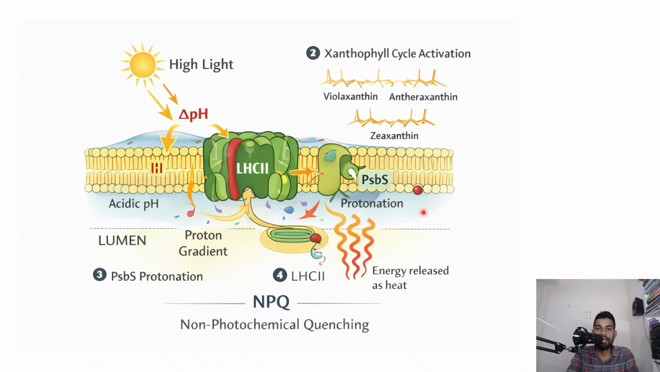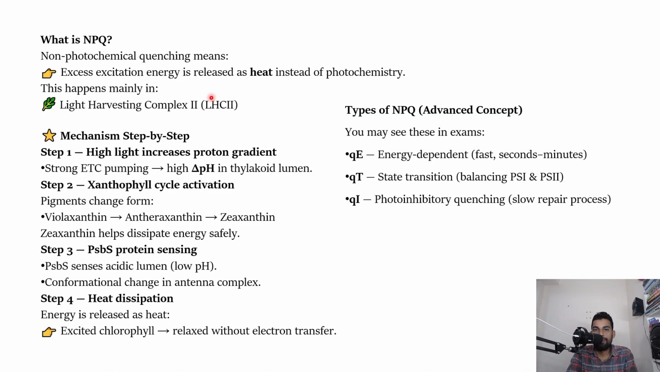The process happens with the PSBS protein, okay? Please remember it. The main component that performs this action is zeaxanthin. So, zeaxanthin releases excessive light as heat. This is called heat dissipation. Let us come to the theory part. Excess excitation energy is released as heat instead of photochemistry. This happens mainly in light harvesting complex 2, that is PS2.